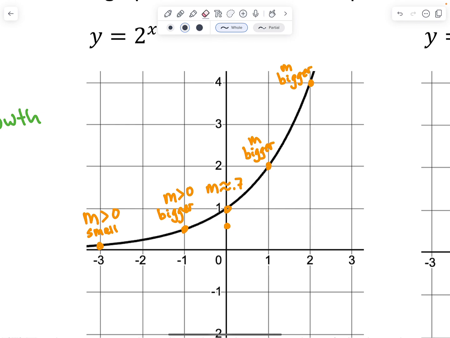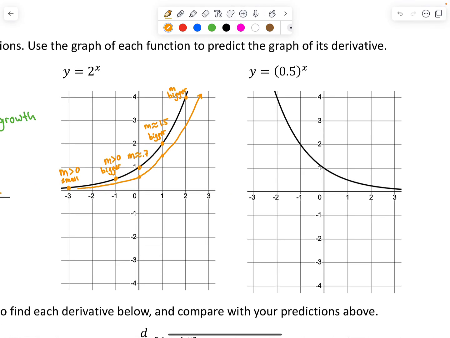And let me remove the tangent lines. At this point, go right 1, and we go up about 1.5. So I'm guessing that the slope of the tangent line is about 1.5. And so the output of the derivative function should be about 1.5 when x is 1. If we were to repeat this, we would see some sort of derivative function that appears to be pretty similar to the original function.